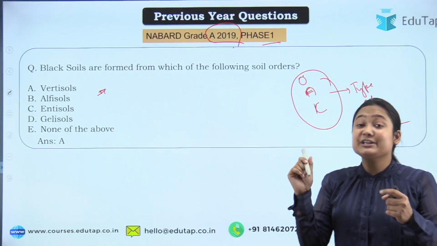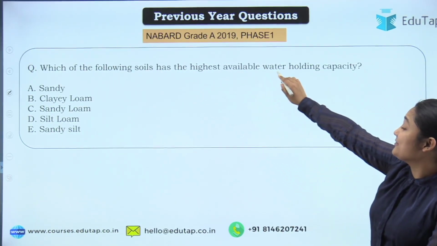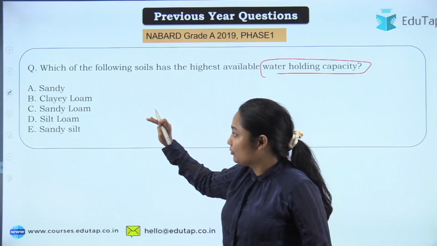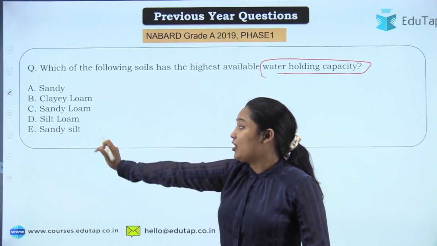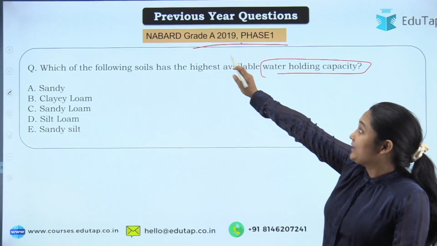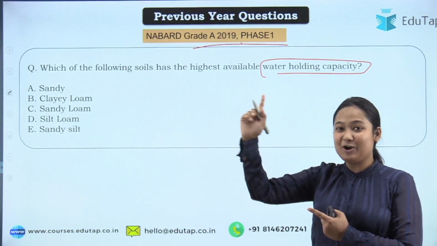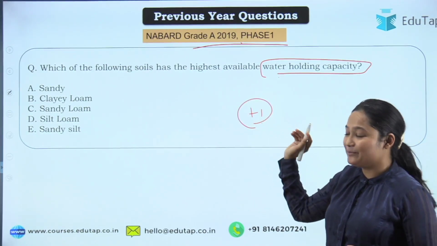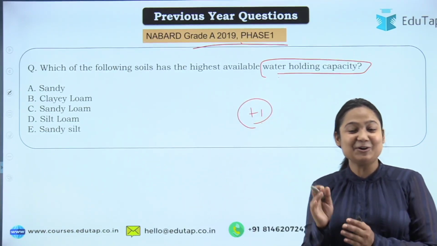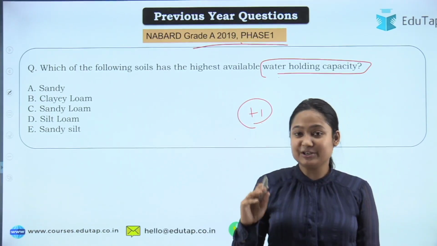Now talking about the next question, this is the time for your homework question. Which of the soils has the highest available water holding capacity among the given options? These options are sandy clay loam, sandy loam, silty loam, or sand silty. This particular question comes from your NABARD Grade A exam 2019 Phase 1. So now you will know that if you have covered this particular video, you would have gotten plus one point in the NABARD examination. But who knows, there might be a question from this particular topic in this NABARD examination. So do remember it, do memorize it, and answer me in the comments. I'll answer the particular question tomorrow in the video.